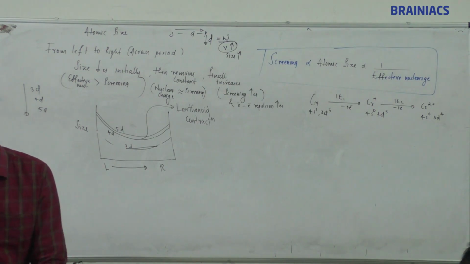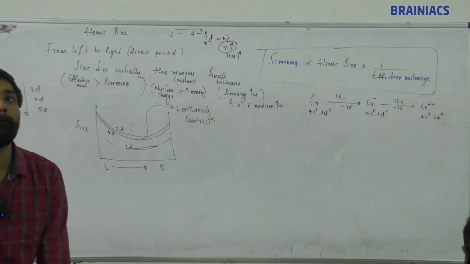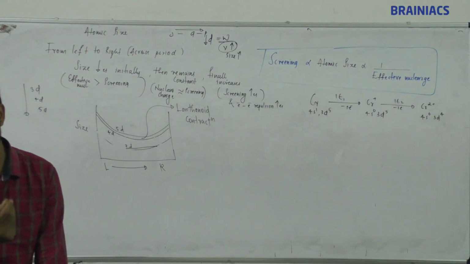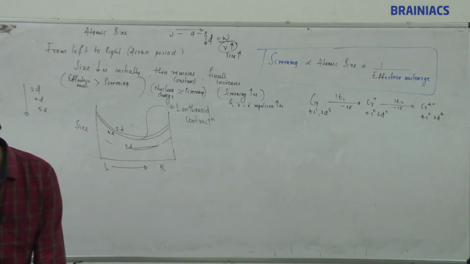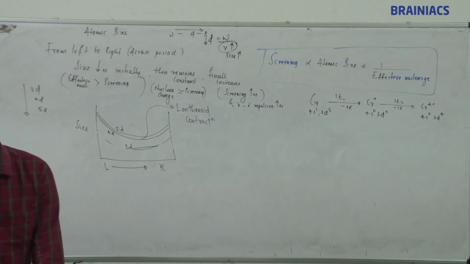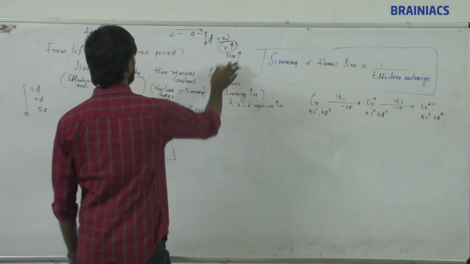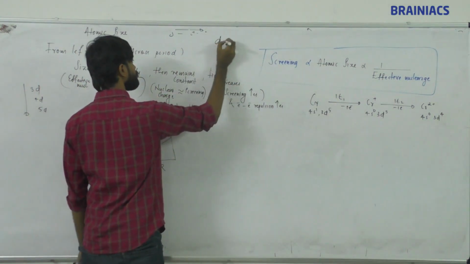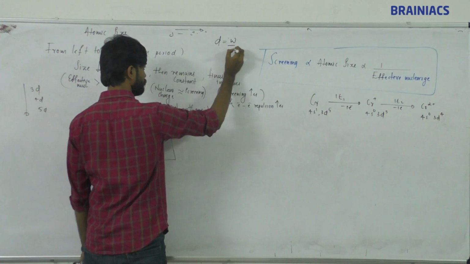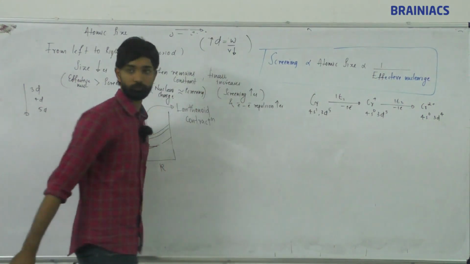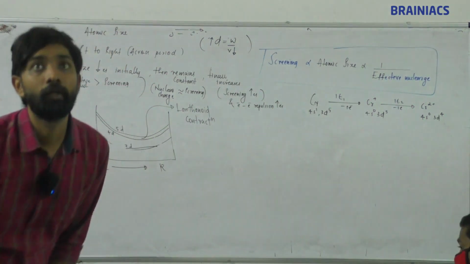Just write the reason in the bracket here. Reason: size is less compared to S block. When I bracket the reason, size is comparatively low than S block. So this is the explanation. Okay, ready.